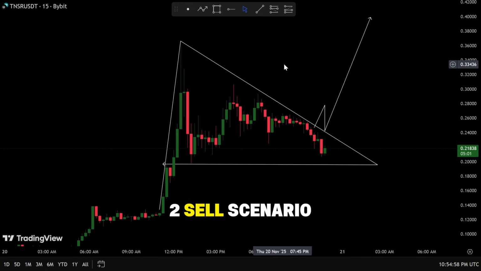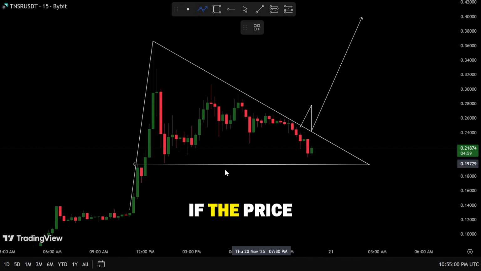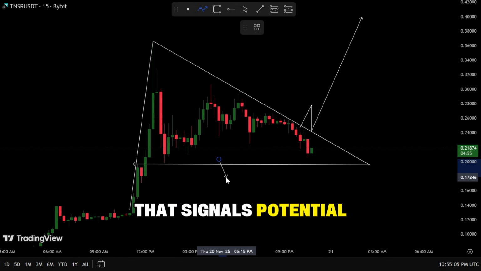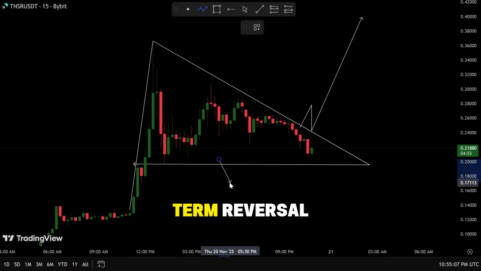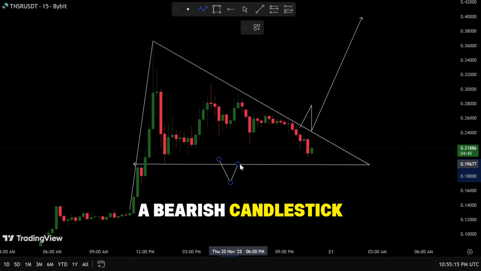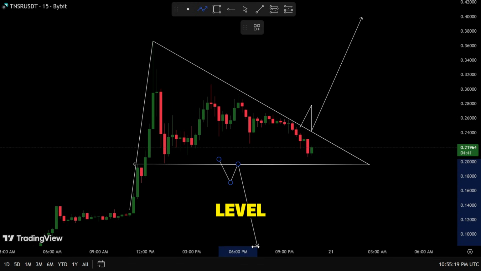2. Sell scenario. If the price breaks the lower trend line of the wedge, that signals potential seller control and a short-term reversal. In this case, we wait for a retest of the broken lower trend line and look for a bearish candlestick as confirmation before entering a sell from that level.